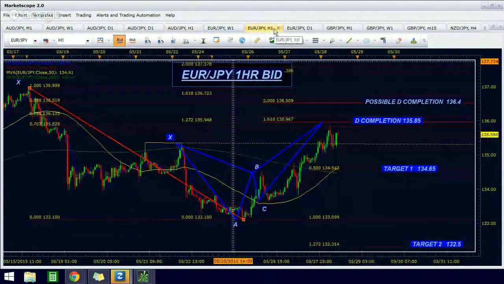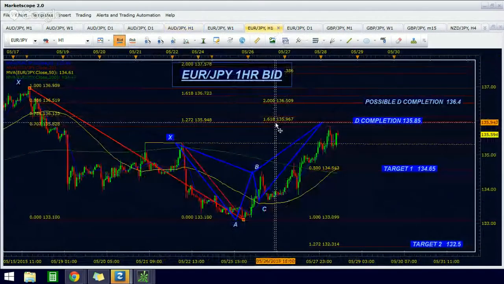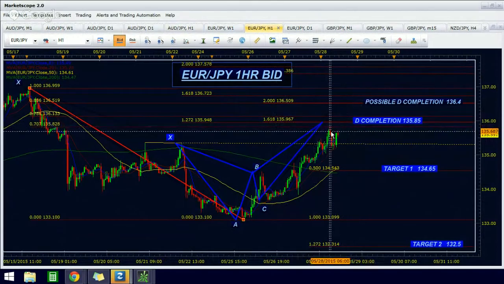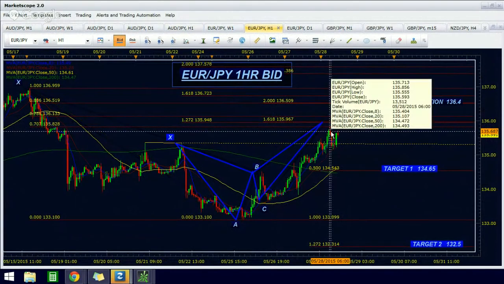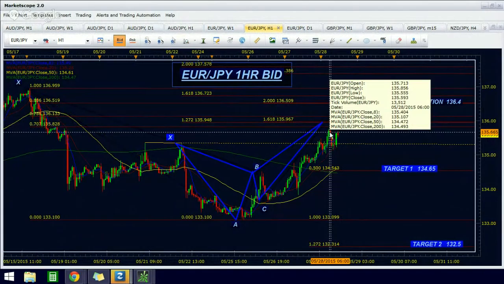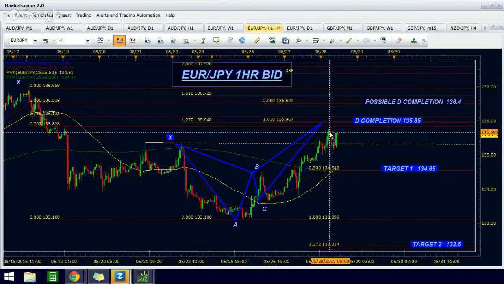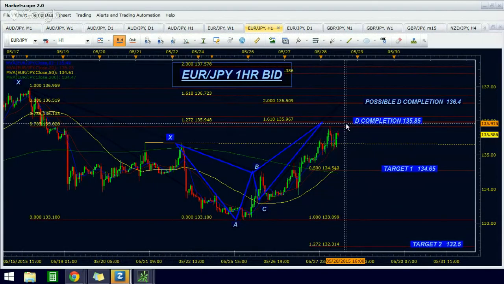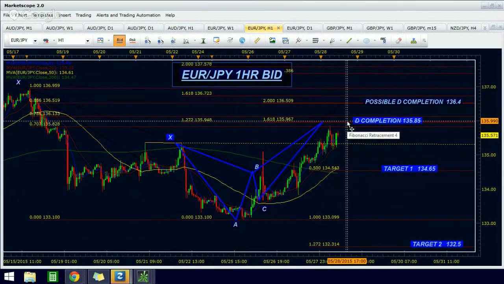So knowing that price isn't perfect, the 1272 here is 135.948. Make it a round number, 10 pips below this, 135.85. The high there, 135.856. Round numbers work, guys. This could still very easily come back and test there, depending on how the day goes, but there's a reason why we make it a round number and not be so cheap and just wait until it actually hits the fib. Price is not perfect.